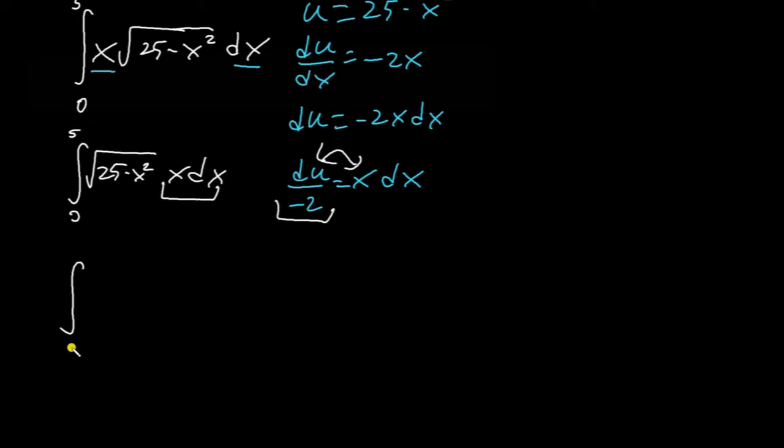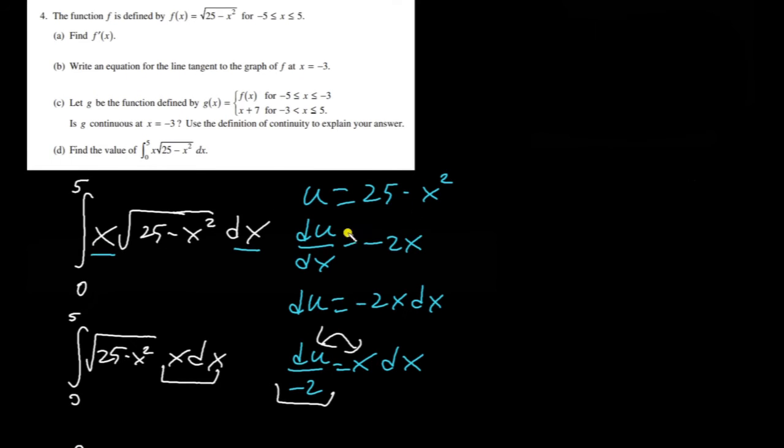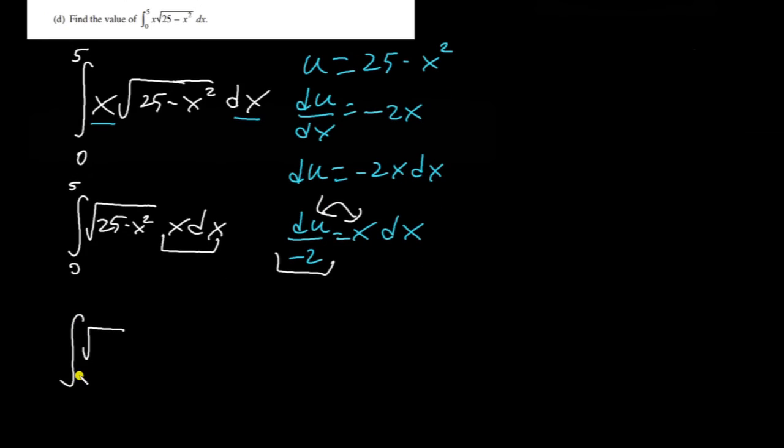So this becomes the integral, hold off on the limits for now, and then square root. Now remember, 25 minus x squared is equal to u, right? So instead of writing square root of 25 minus x squared, since we're turning everything into u, I'm going to have square root of u. And then x dx gets replaced with du over negative 2.